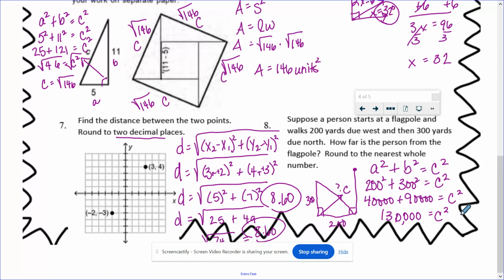But I don't really want to know c squared. I just want to know c. So I take the square root of both sides, and that gives me 361 yards.